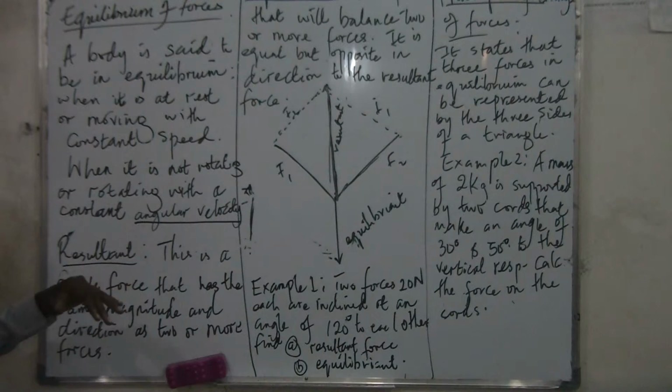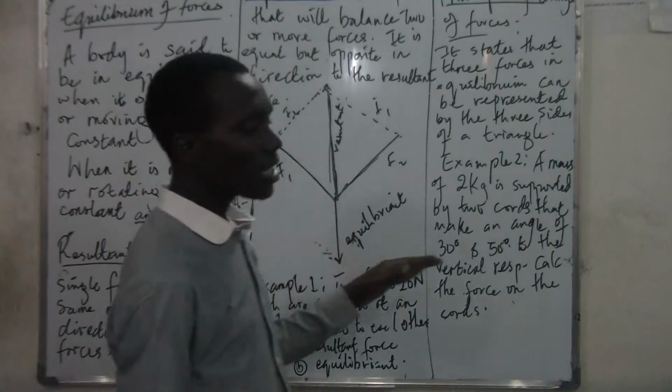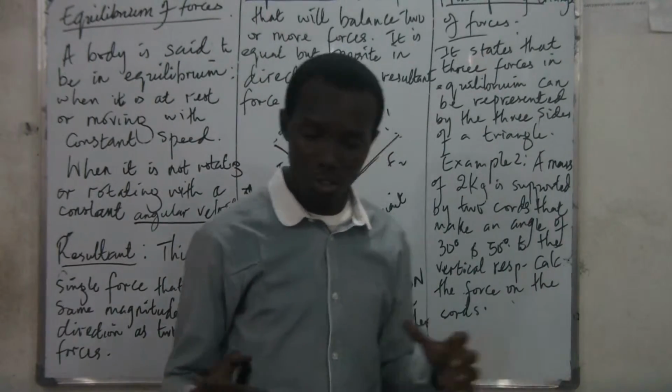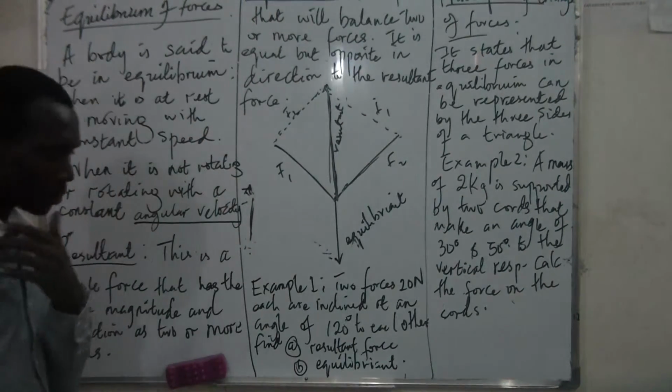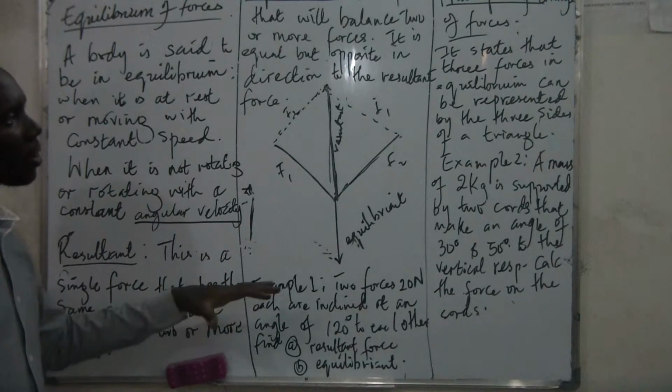So we have forces positioned. They are always arranged in such a way that they will balance each other, and that's the equilibrium, the idea of equilibrium.